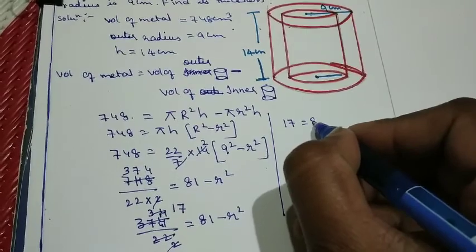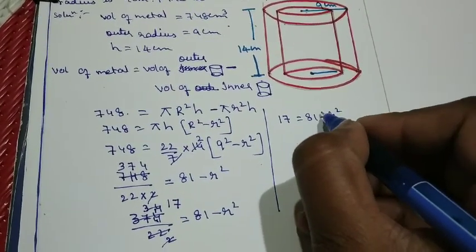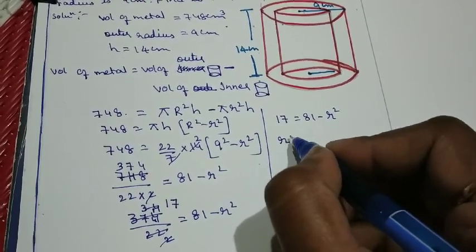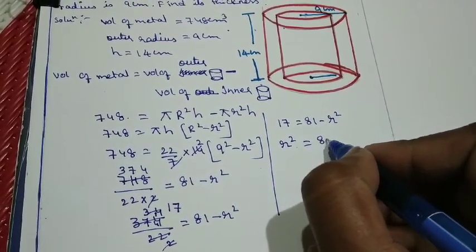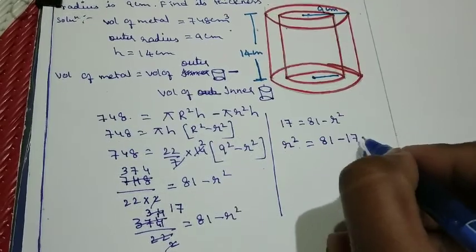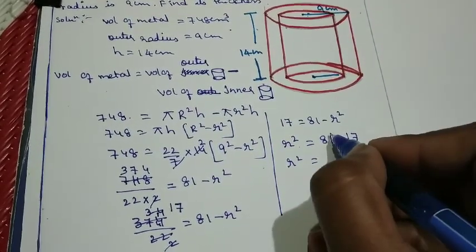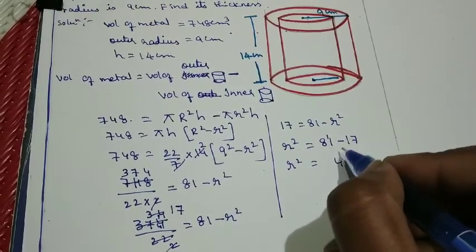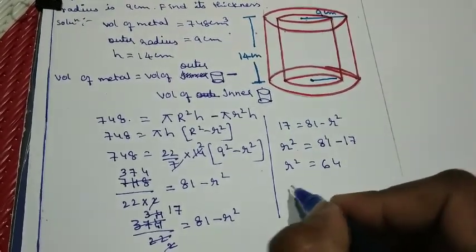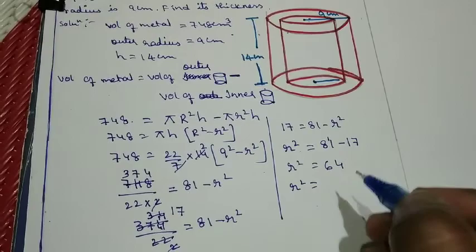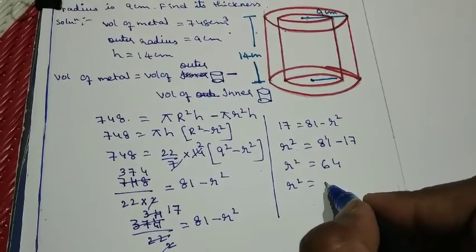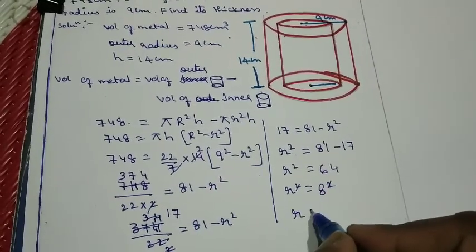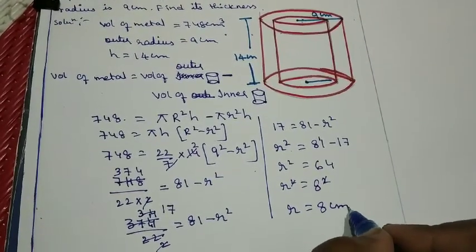17 equal to 81 minus r square. I'll send this minus r square to either side. Then it becomes r square equal to 81 minus 17. Then r square equal to 64, which is a perfect square of 8. So 8 square, square and square get cancelled. r equal to 8 centimeter.